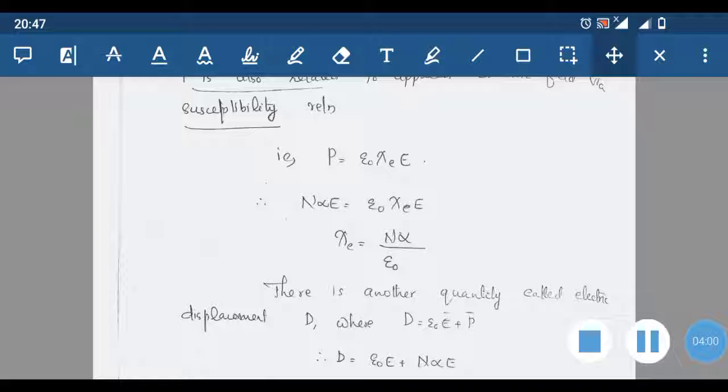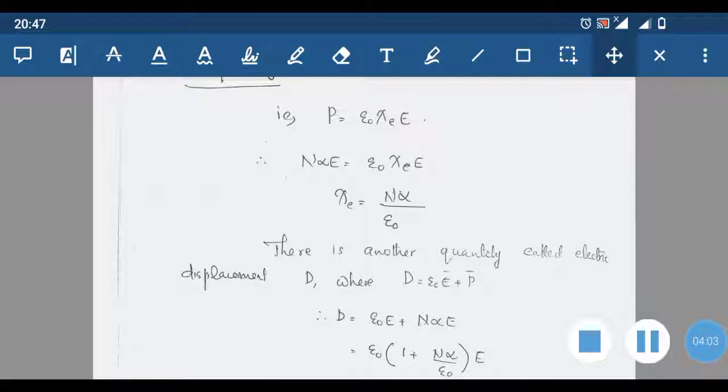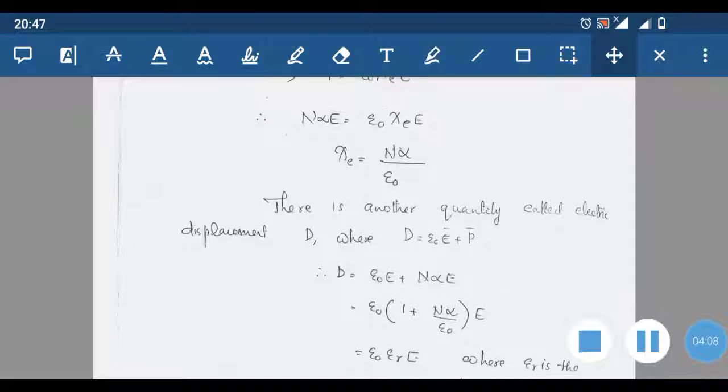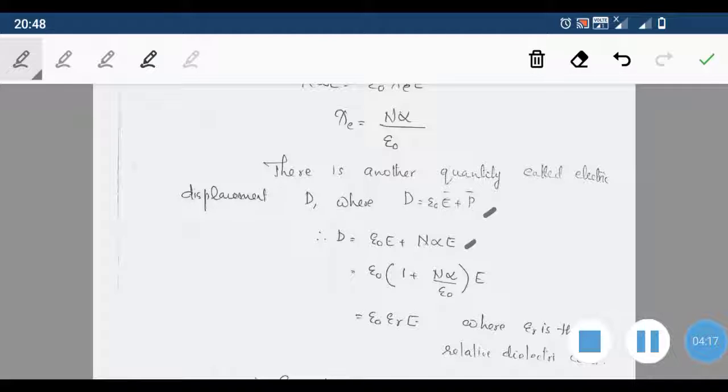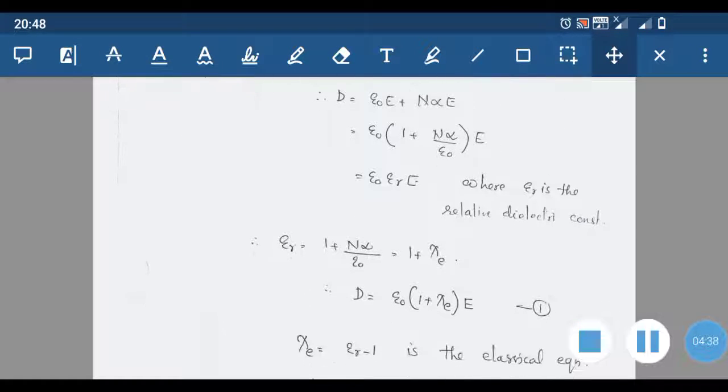And there is another quantity which is called the electric displacement D, and the electric displacement is given by epsilon 0 E plus P. We can substitute the values here: epsilon 0 E plus P, where P is nothing but n alpha E. So we can take epsilon 0 outside, and it will be equal to 1 plus n alpha divided by epsilon 0, into E. So this 1 plus n alpha divided by epsilon 0 we can substitute by a constant epsilon r, where epsilon r is the relative dielectric constant.